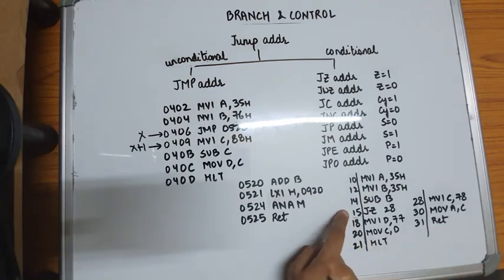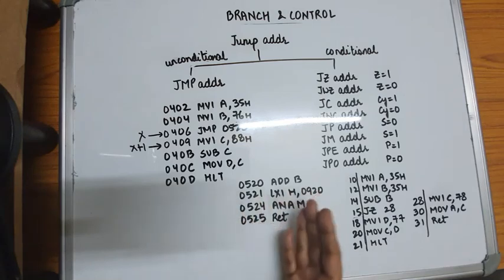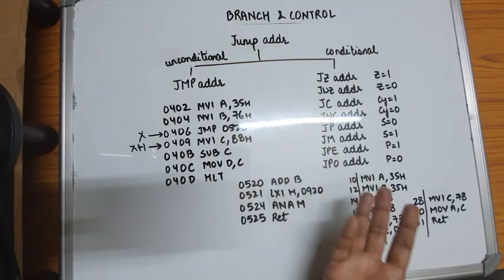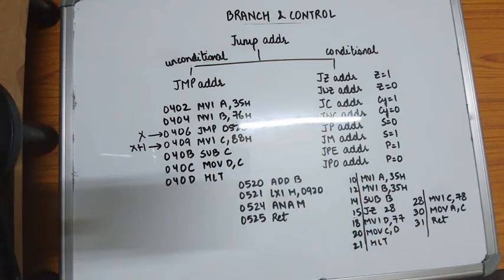It went from here, the control was transferred from here, it is returned back to the very next instruction, and then this program is executed. This is how jump instructions are executed, whether it be unconditional or conditional.